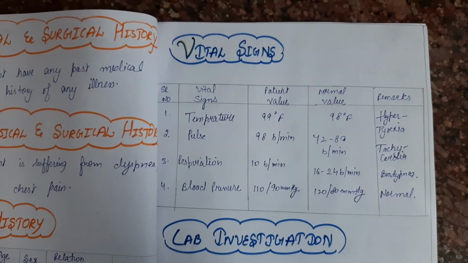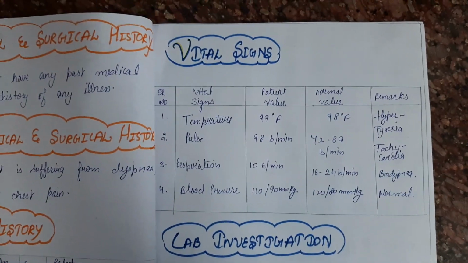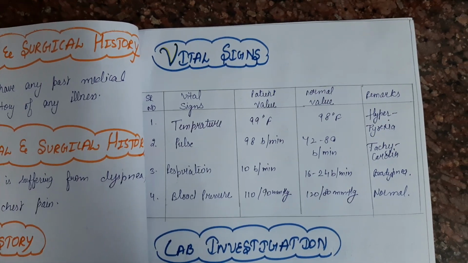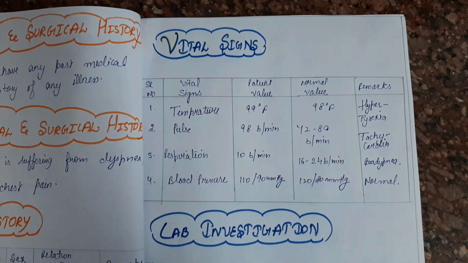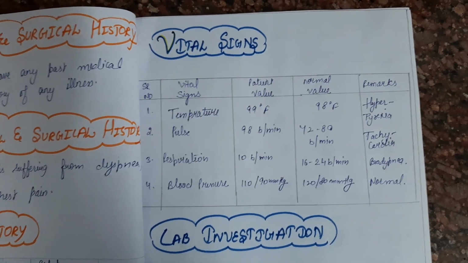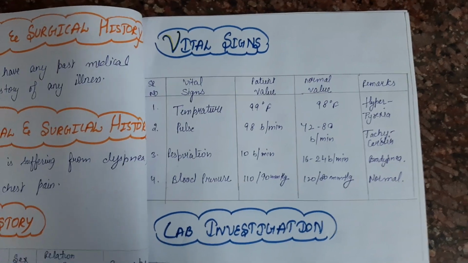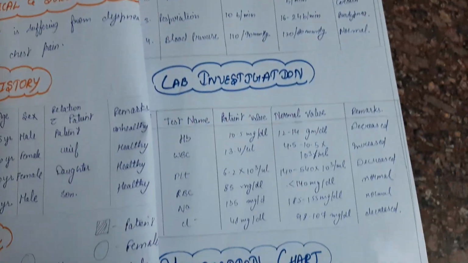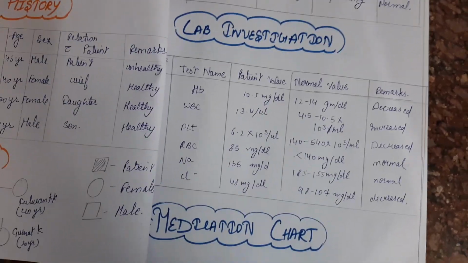Vital signs are the basics of nursing. So in the nursing care plan, we have to record the temperature, pulse, respiration, and blood pressure. We have to write down the normal value and the patient value, then give the remarks. Okay, then we come to the lab investigation. The lab investigation will be checked from the file.